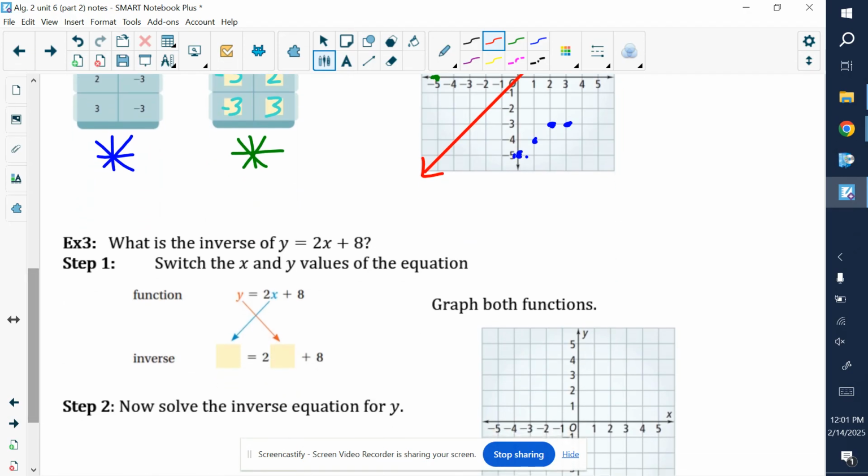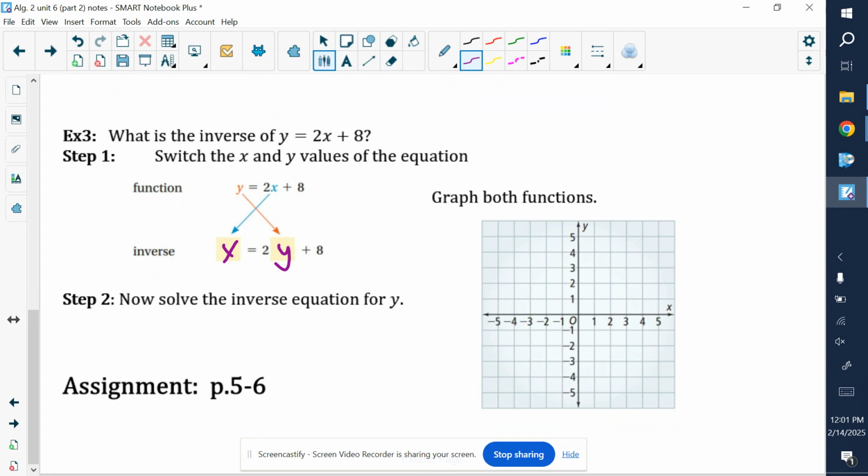So now they're asking for the inverse as we look at example 3 of the function y equals 2x plus 8. So to find my equation, I first switch the x and y values. So I keep my equation the same. I replace y with x and x with y. Now they want me to solve for y. So I got to get y by itself. To do that, I'm going to subtract 8 from both sides first. So then we have x minus 8 equals 2y.